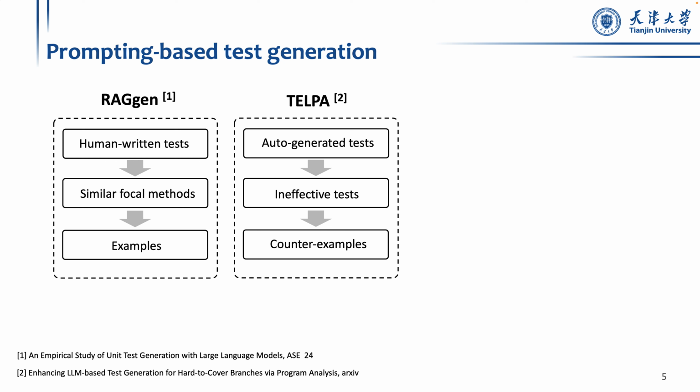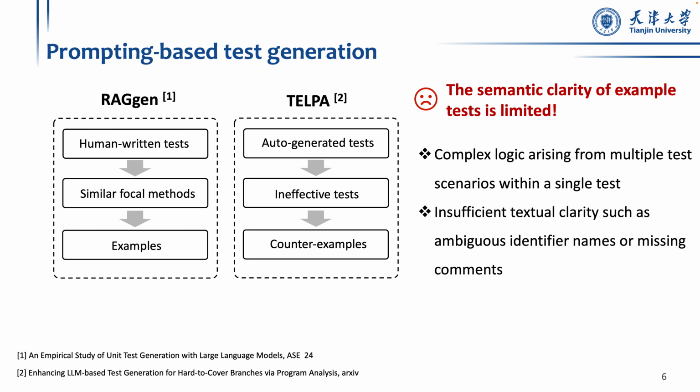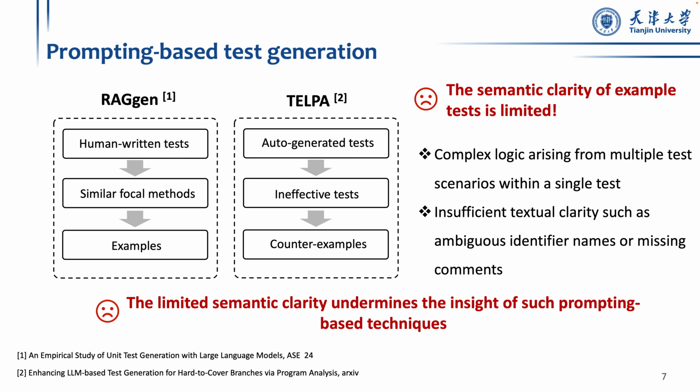For instance, ChatUniTest retrieves similar examples from human-written test suites, while TELPA retrieves ineffective counterexamples from automatically generated tests. However, the examples used in these techniques often suffer from limited semantic clarity. First, they may involve complex logic spanning multiple test scenarios within a single test. Second, they often exhibit insufficient textual clarity, such as ambiguous identifier names or missing comments. Such limitations in semantic clarity ultimately undermine the effectiveness of these example-based techniques.